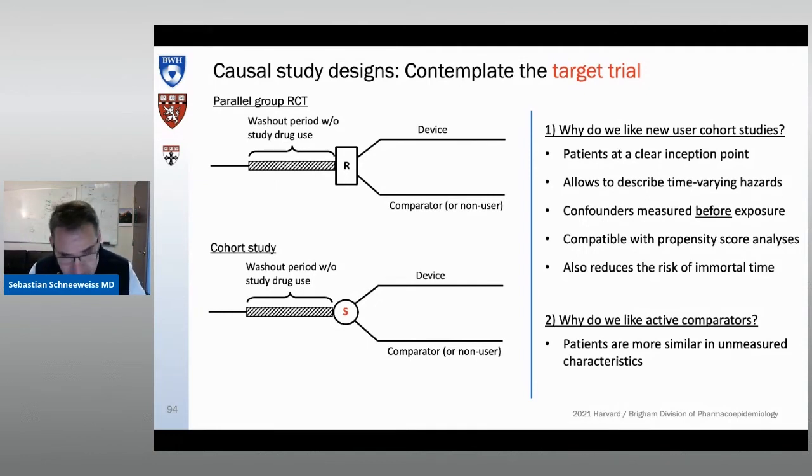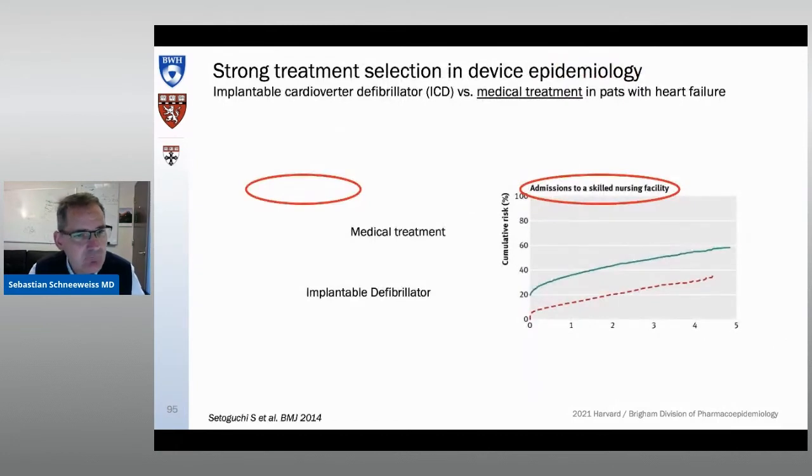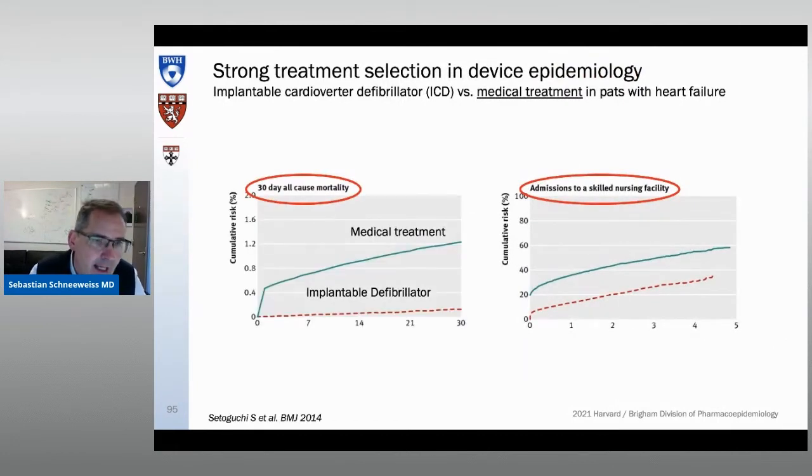Next slide, please. What I want to highlight is, can you click one more time, please? There you go. When you have a non-user comparison group and you don't have baseline randomization, that is a tough exercise for us epidemiologists. We like active comparators because the treatment selection might be so strong. This is an example by a colleague of mine, Soko Setoguchi, when she was with us. She's now at Rutgers, where she was comparing implantable cardioverter defibrillators, ICDs, against medical treatment in patients with heart failure.